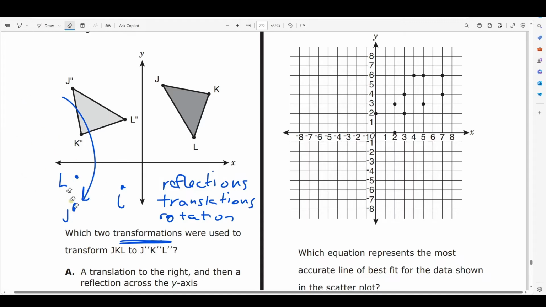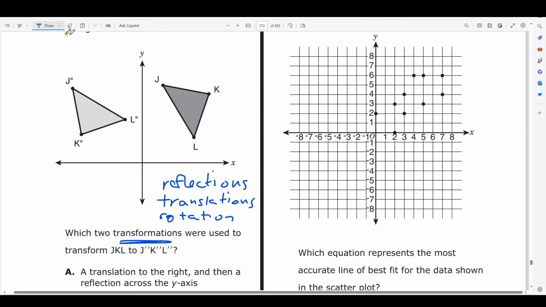When it comes to translations, translations means that you're just moving a shape in a specific direction, either up, down, left, or right. So if I were to translate this 3 units to the right, that means that this point J would be here, point K would be here, and point L would be here. So rather than flipping it or flipping a page, you're literally just moving the object from page 1 to page 2, right? By a set amount of units. Translations always have translated up by 3 units, translate down by 3 units, left by 3 units, right by 3 units, right?